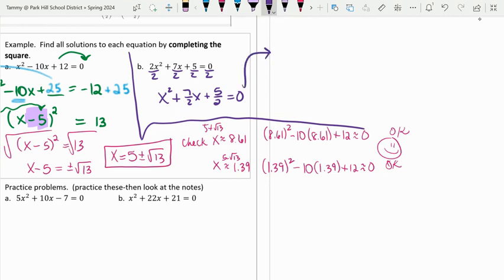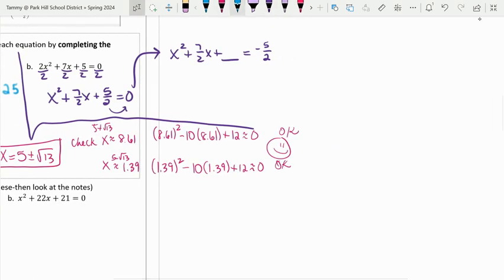Then move what's here to the other side. So x squared plus 7 over 2x plus blank equals negative 5 halves. Now what goes in the blank is 7 over 2 divided by 2 squared. Well, taking 7 over 2 divided by 2 is the same thing as taking 7 over 2 times 1/2 quantity squared.